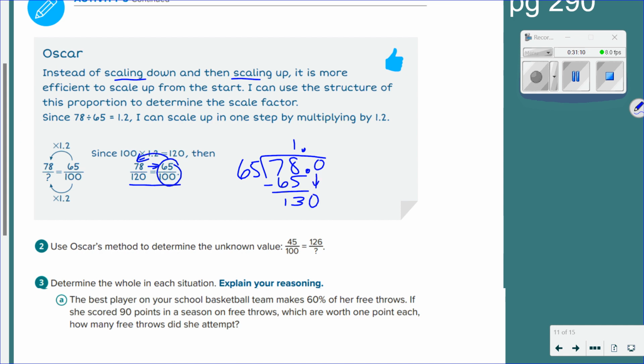65 goes into 130 twice. And now he understands what I multiplied by was 1 and 2/10. Does everybody see where we got that number now? And again, it comes down to, if I don't know what I multiplied by, I can divide to figure it out. Because I know that there is a relationship between those numbers. So then he does the 100 times 1.2, and he gets the 120.